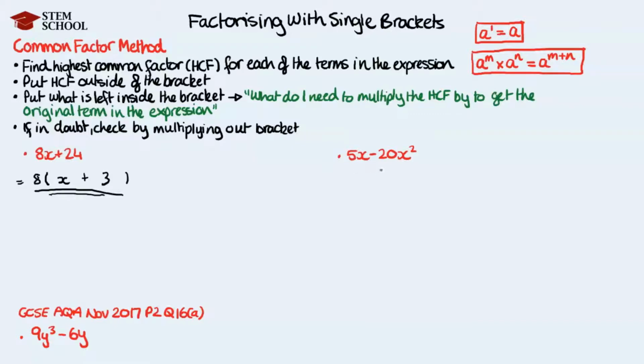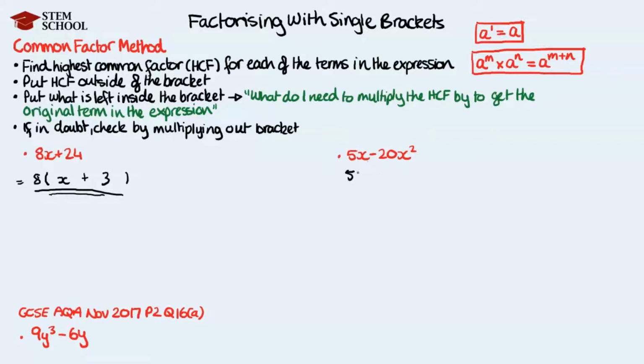We've got 5x minus 20x squared. So let's deal with the numbers first. What's the highest common factor for the numbers 5 and 20? So we have the highest common factor of 5, what, 5 times 1 and 5 times 4. Now let's address the letters.